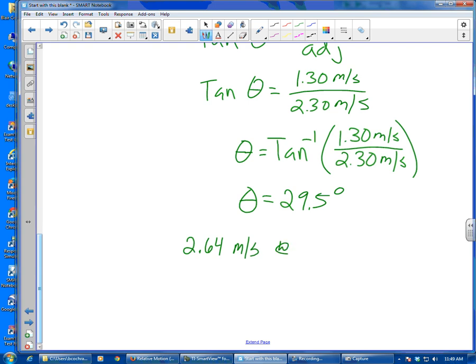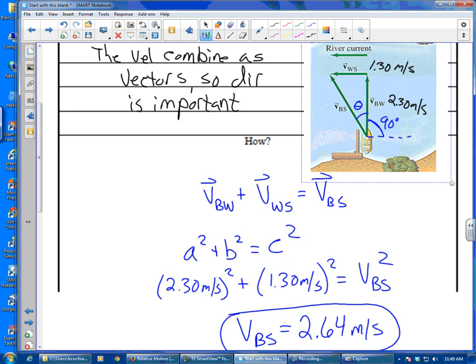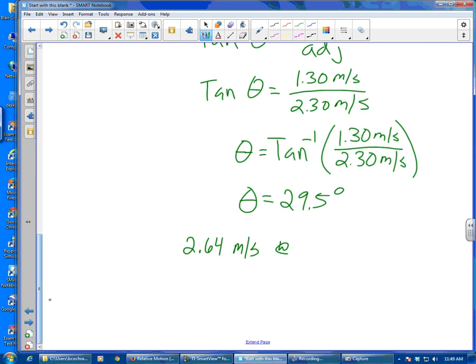So my final answer here for this part is going to be 2.64 meters per second, and add a direction. Remember, they wanted it in reference to the shore. So I'm adding 90 to my answer for theta. That would be 90 plus 29.5 is 119.5 degrees, or I should really write that as 120 degrees after I've rounded. Let me see if that's correct.